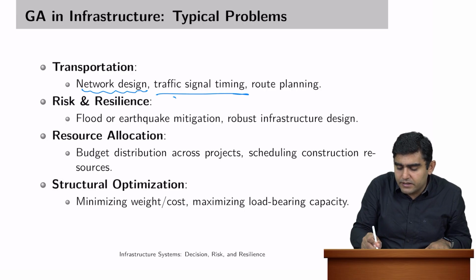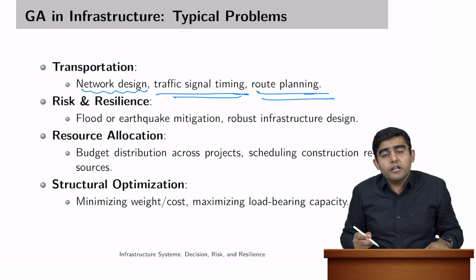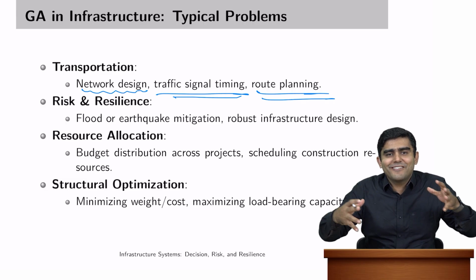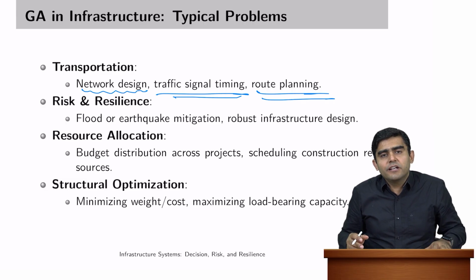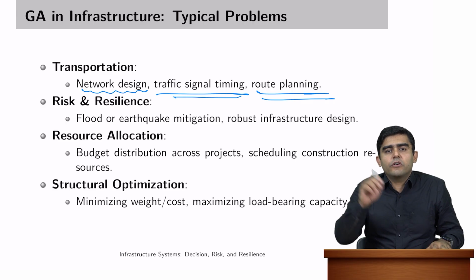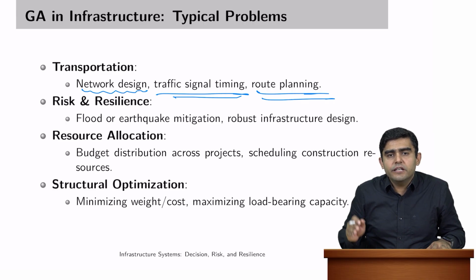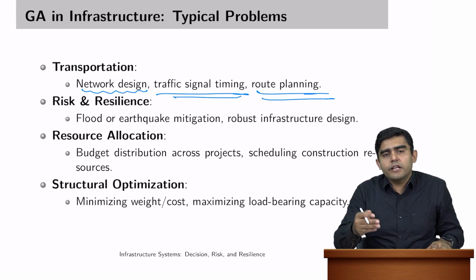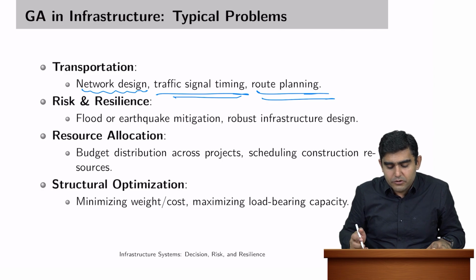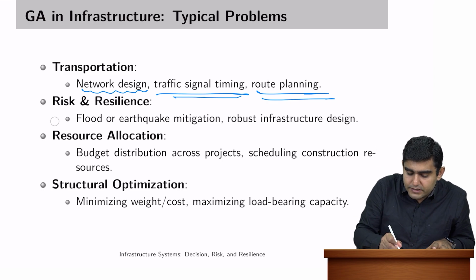Similarly, for traffic signal timing and route planning, which again happen to be fairly non-linear problems because multiple components are interacting with each other in the system, genetic algorithms come quite handy, where you cannot always write neatly the underlying linear or non-linear differential equations. Then comes risk and resilience.